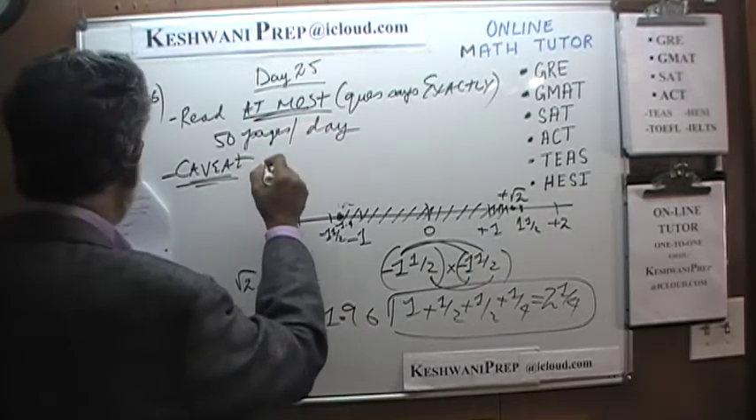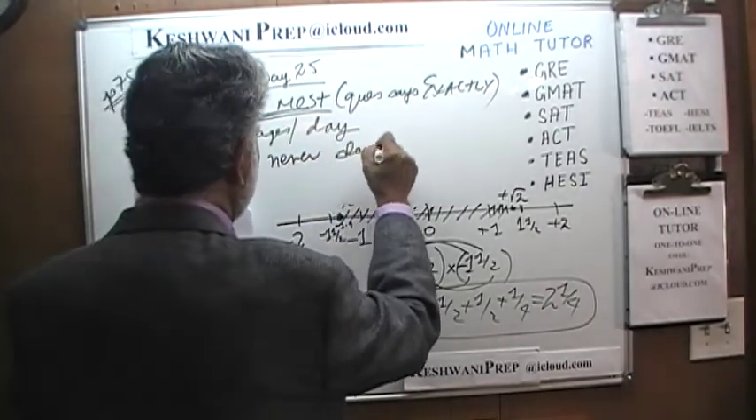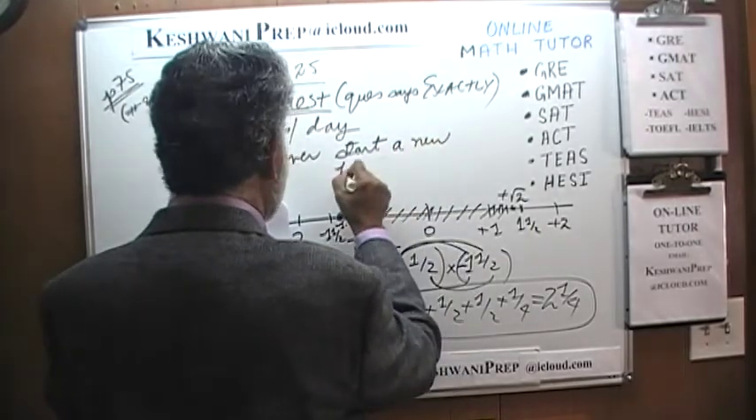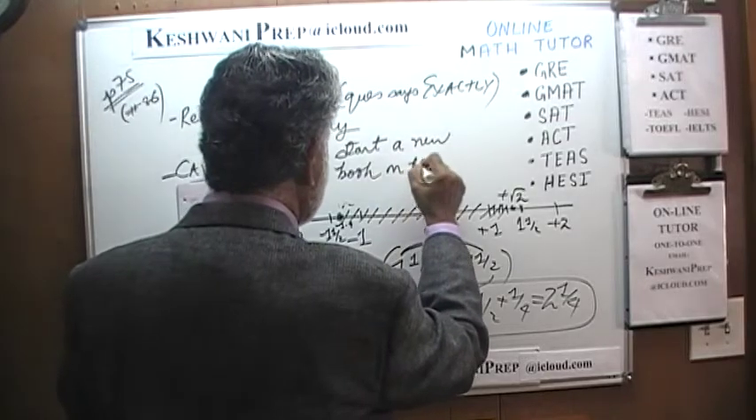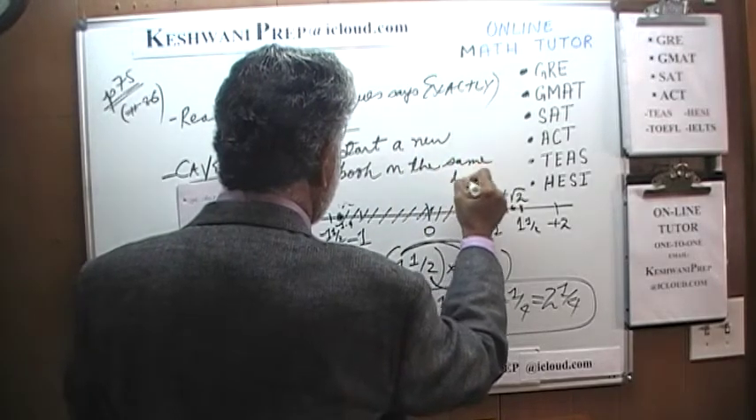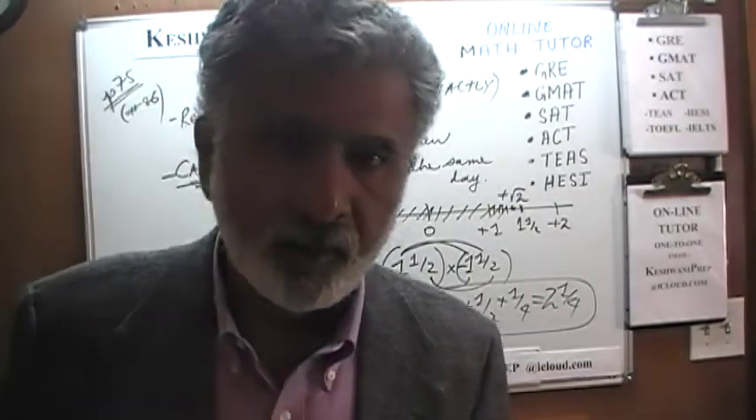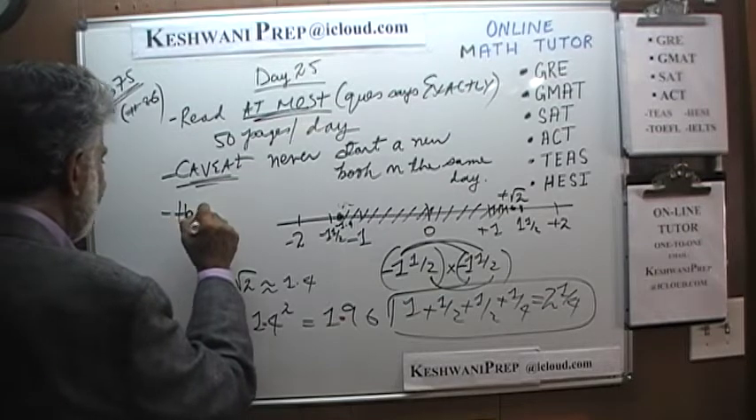The caveat, the condition, is that we never start a new book on the same day. So we are reading a bunch of books. We have borrowed some books from the library. We have 28 days.